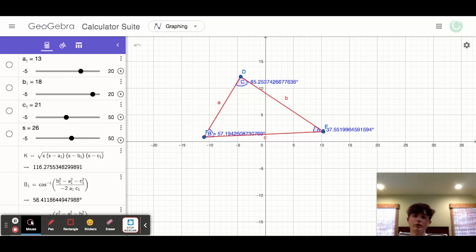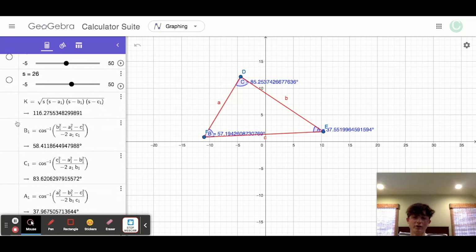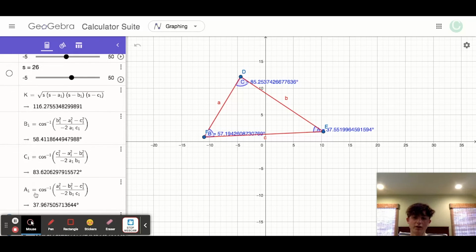We then went into GeoGebra and plugged in all the values to create our triangle. So we started with the givens. So side A equals 13, side B equals 18, side C equals 21. And then we plugged in the equations that we used to find all the angles. So here's B, C, and A.